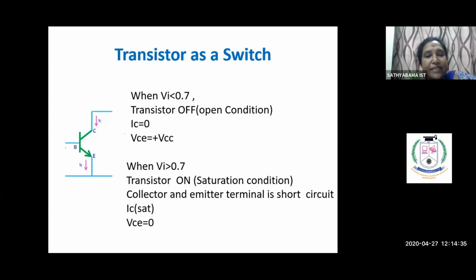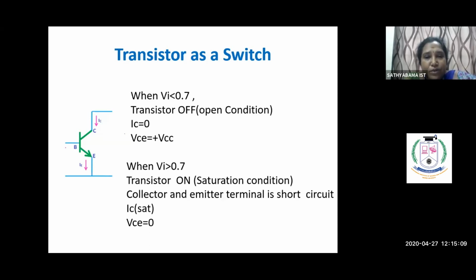And when the input is greater than 0.7, the transistor is switched on, and it is called the saturation condition. What happens is the collector to emitter terminal is a short circuit, and the collector current is called the IC saturation, and the VCE, the collector to emitter voltage, is very minimum. That's why VCE is equal to 0.